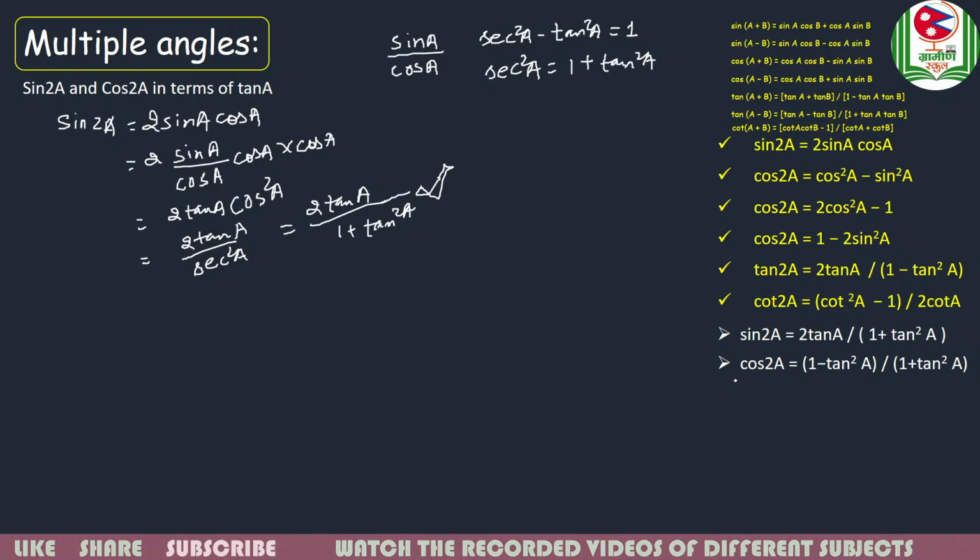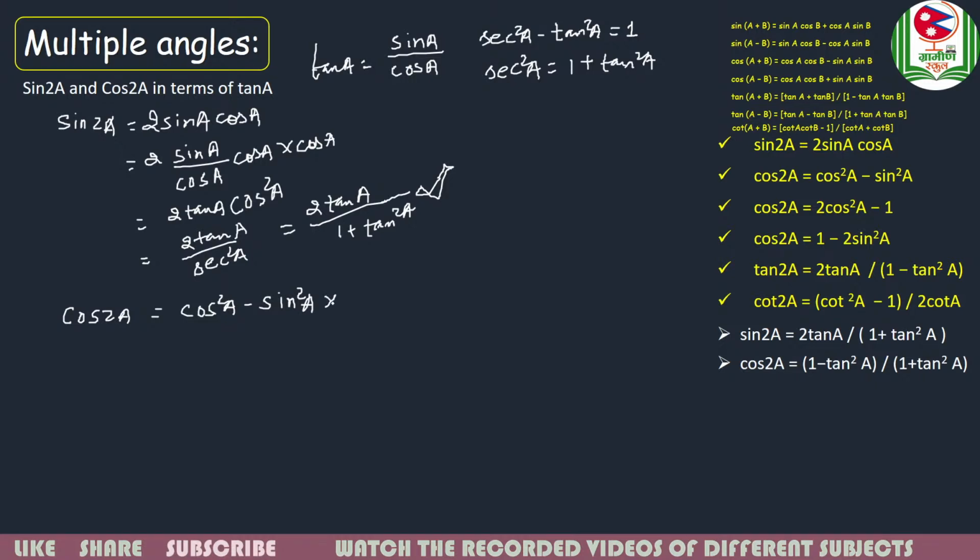Now let's express this cos 2A in terms of tan A. So how we will write? Again, cos 2A equals, we have the formula cos square A minus sin square A. So you have to think how this cos square A minus sin square A can be changed into tan. So again we know tan A equals sin A upon cos A. Here this one is sin.